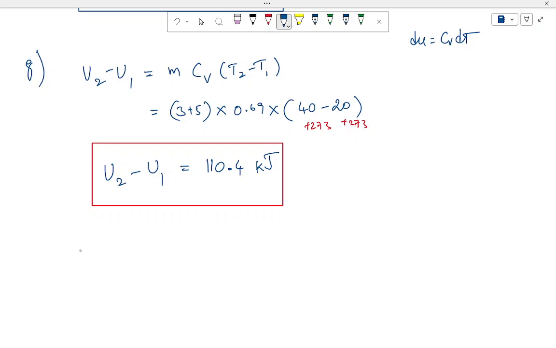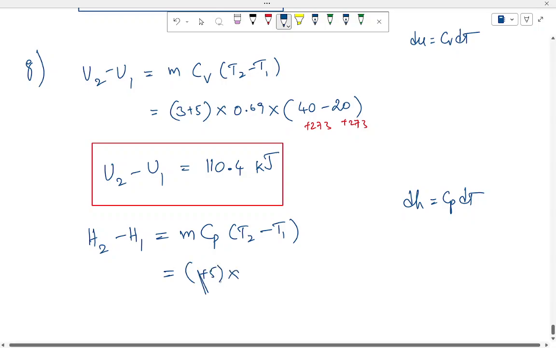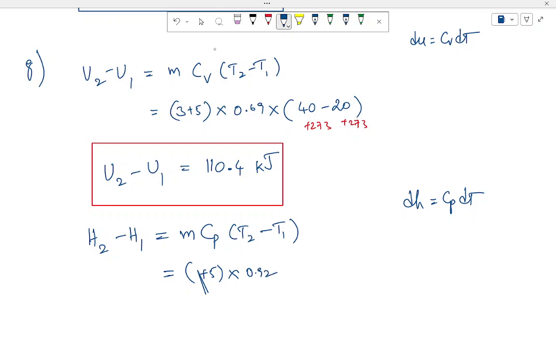Also, he's asking you to find the difference in enthalpy, H2 minus H1. So we know that dH is equal to Cp dT. So similarly, I can have m here. Since I'm using capital H here, I will have m Cp into T2 minus T1. So m is 3 plus 5, known story. And the Cp you have found in the previous sub-question, that is 0.92. What happened here?